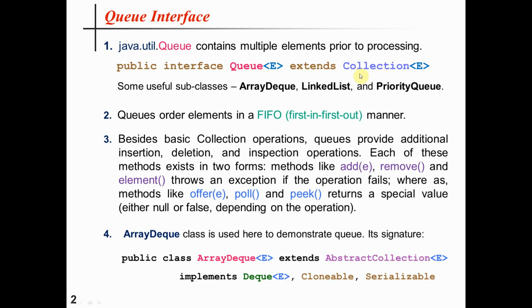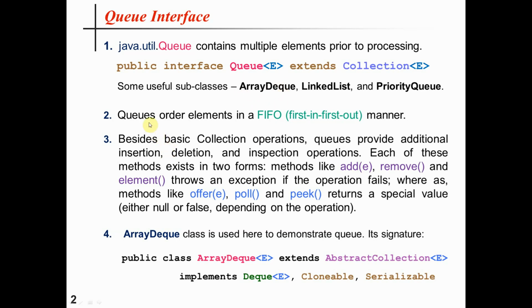Some of the useful subclasses of the Queue interface are ArrayDeque, LinkedList and PriorityQueue. Since Queue is an interface, it doesn't have any objects of its own; it can only have references. So for demonstrating the concept of Queue, I will take a concrete subclass of the Queue interface. For that reason, I will be taking ArrayDeque here.